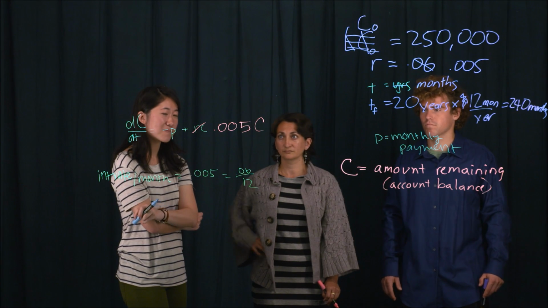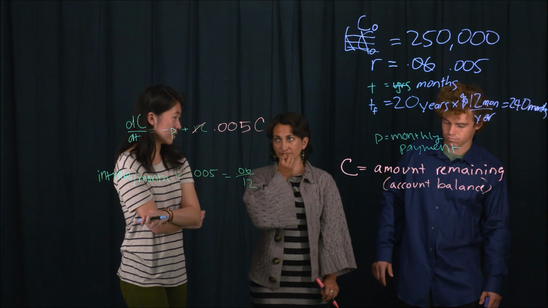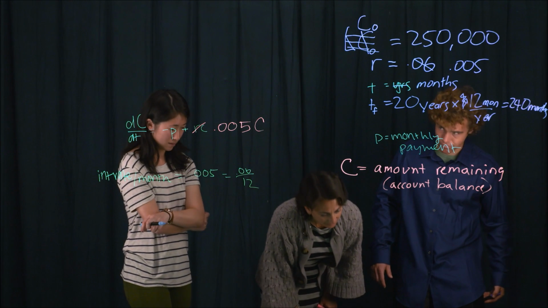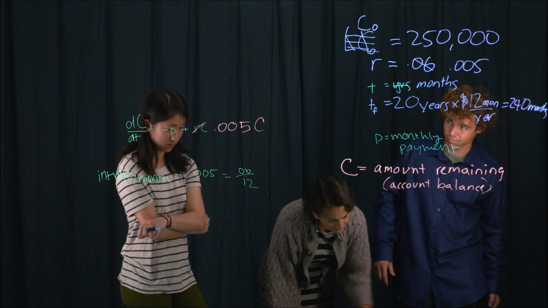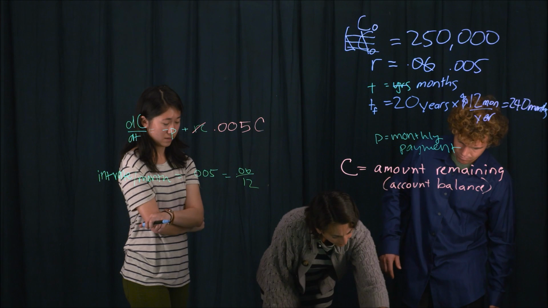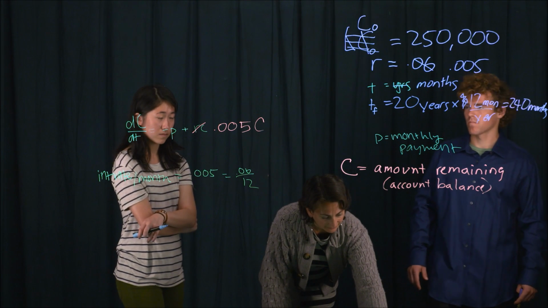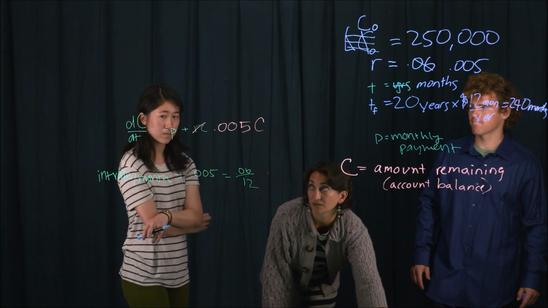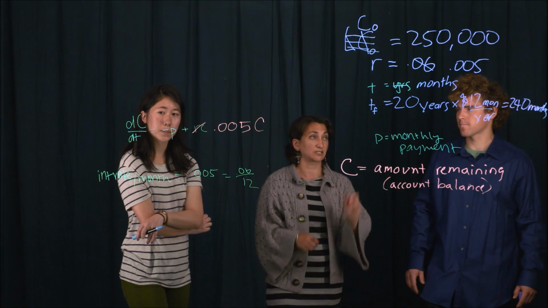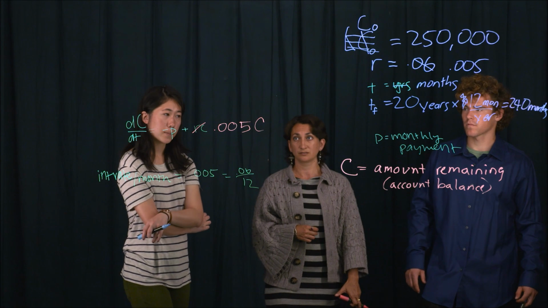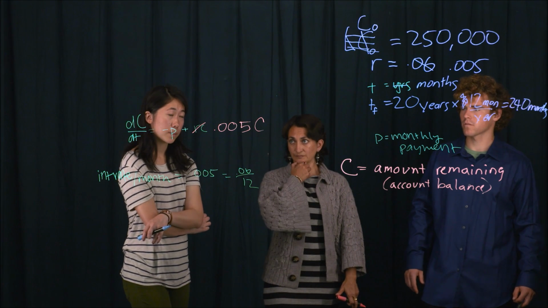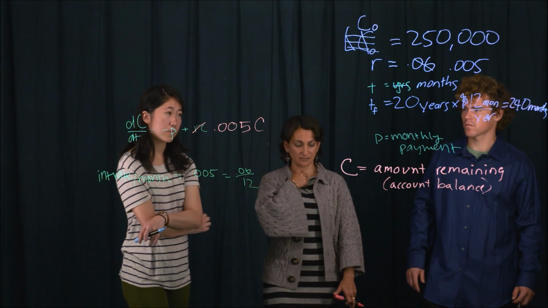Okay, so going back, Ruby, what was the question asking us to find? The question was looking for the monthly payment we have to make to pay off in a time of 20 years. So we decided that was a time of 240 months. Okay, so after 240 months, what happened to the account balance? We want it to be 0.